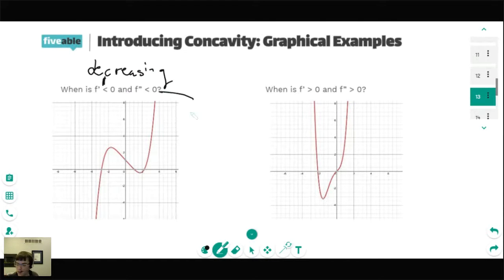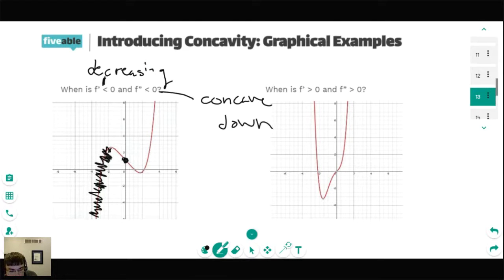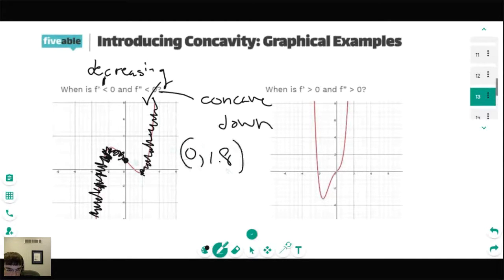And f double prime is less than 0. Now, when f double prime is less than 0, it's negative. That means it has to be concave down. So if we take this inflection point, let's first rule out a concave down. So we can rule out this entire portion of the graph here. And then that satisfies this condition. Now let's look, when is the derivative less than 0? So when is the function decreasing? And therefore, the correct answer would be something that looks like this, or whatever this value of the function is.